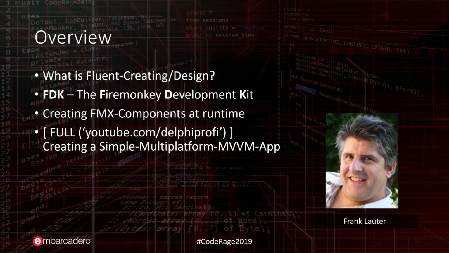Second, a little introduction into my FireMonkey development kit. And then the main part about my way to create visual components at runtime. As you can see, the last topic has an attribute because it is not included in this short skill sprint. You can find the full version of this session on my YouTube channel.